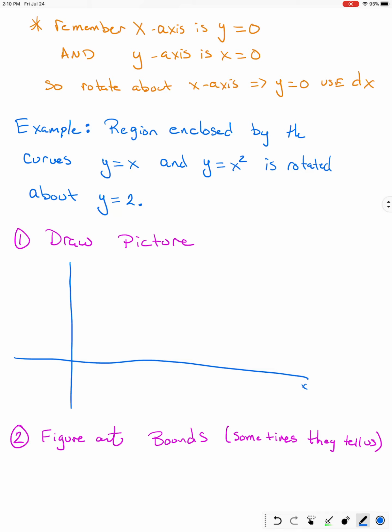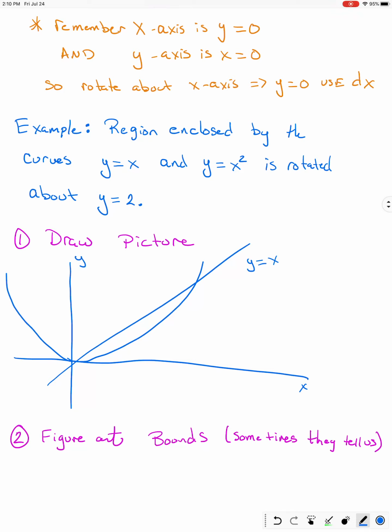So I draw a picture, this is x and this is y. This is y equals x. It's not a perfect picture. I missed a little bit down here. It was a little off, but close enough. Y equals x, and then y equals x squared looks something like this. And then we're rotating about y equals 2.